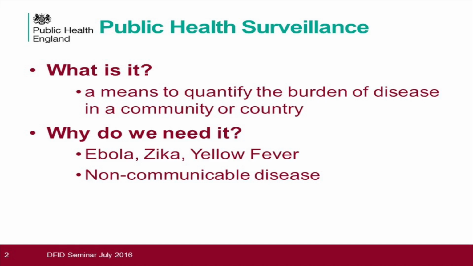So what is public health surveillance? Essentially, it's a means of trying to quantify the burden of disease in a community, in a country, in a population, or in a specific location. It's about measuring the amount of disease there is, also looking at how that might be changing over time. And that's important because what it does is allow us to understand, if you like, what is normal, what happens all the time, and what is abnormal when something different has happened.